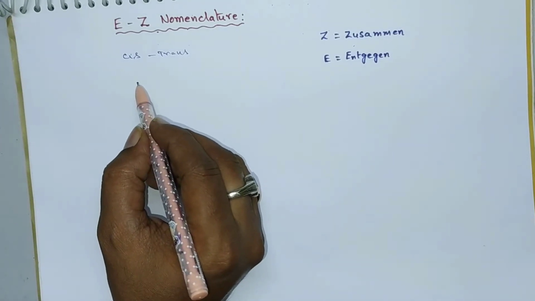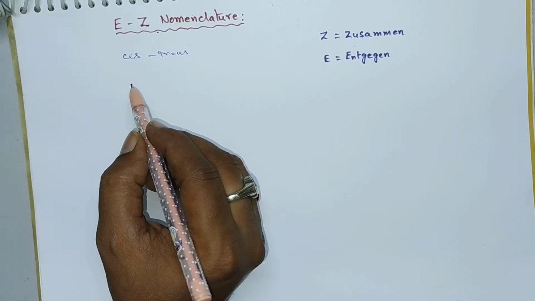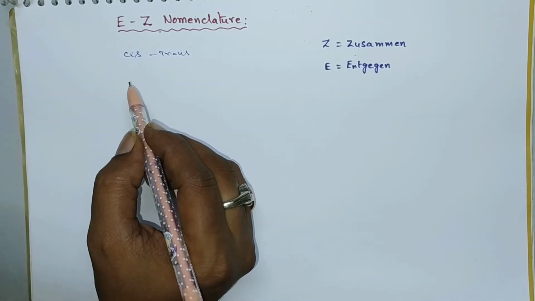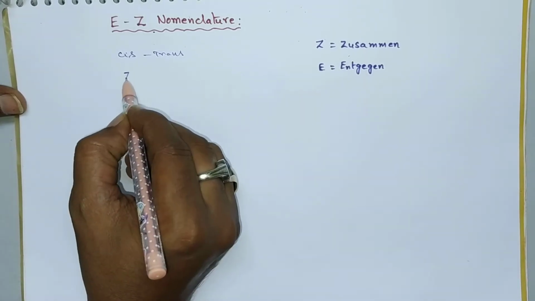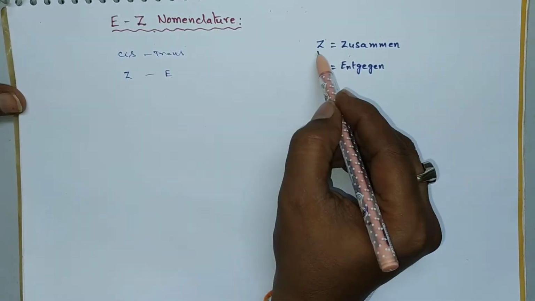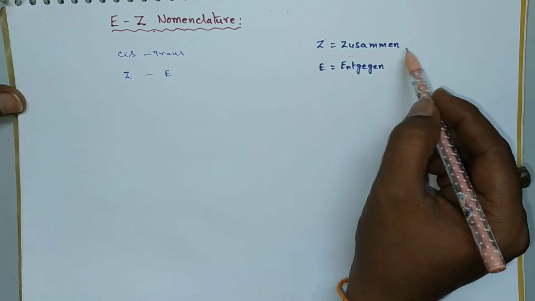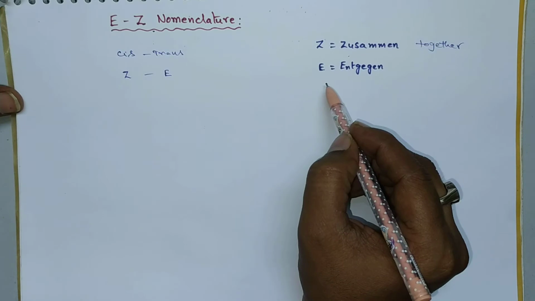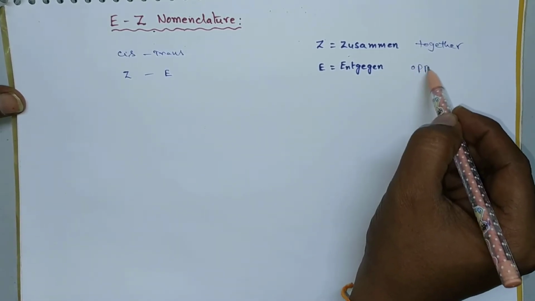Cis means if two similar groups are present on the same side of the double bond, then it is called cis. If two similar groups are present on opposite sides of the double bond, then it is called trans. You have already known it. In this EZ nomenclature, the cis compound is represented with Z, whereas the trans compound is represented with E. Z indicates zusammen. In German, zusammen means together. Here E indicates entgegen, which means opposite.